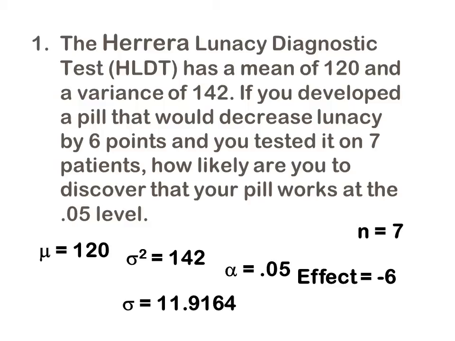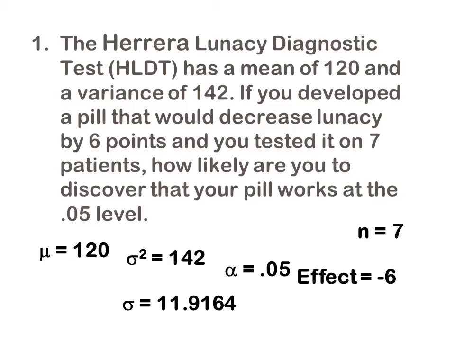So let's extract the information out of there. The population mean is 120. The population variance is 142. If we take the square root of that, we know the standard deviation is the square root of 142, which is 11.9164. Our alpha is 0.05, so that's that. The n is 7 because there's 7 patients. And the effect is we expect a decrease of 6 points.